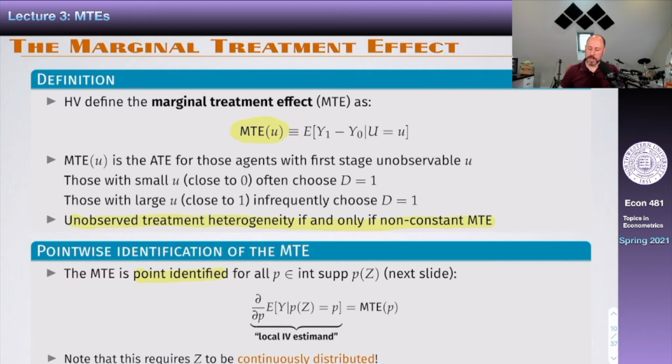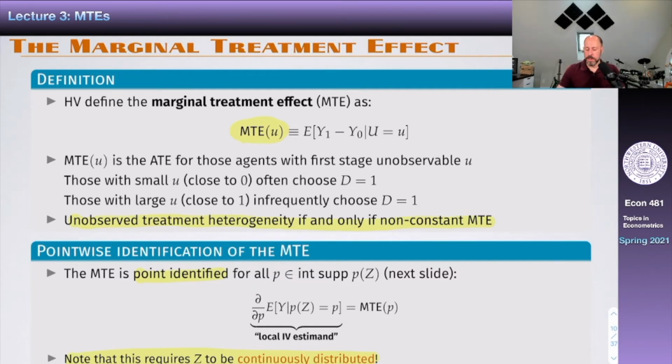I need 0.3 to be part of the support of the propensity score, right? And then I said, okay, the marginal treatment effect at 0.3 can be identified as the derivative with respect to p of the expected value of Y conditional on the propensity score being equal to 0.3. And this is called a local IV estimand, okay? As opposed to LATE, and this is going to be the first difference that we're going to find. This is thought from the get-go as a situation where you need the instrument to be continuously distributed.